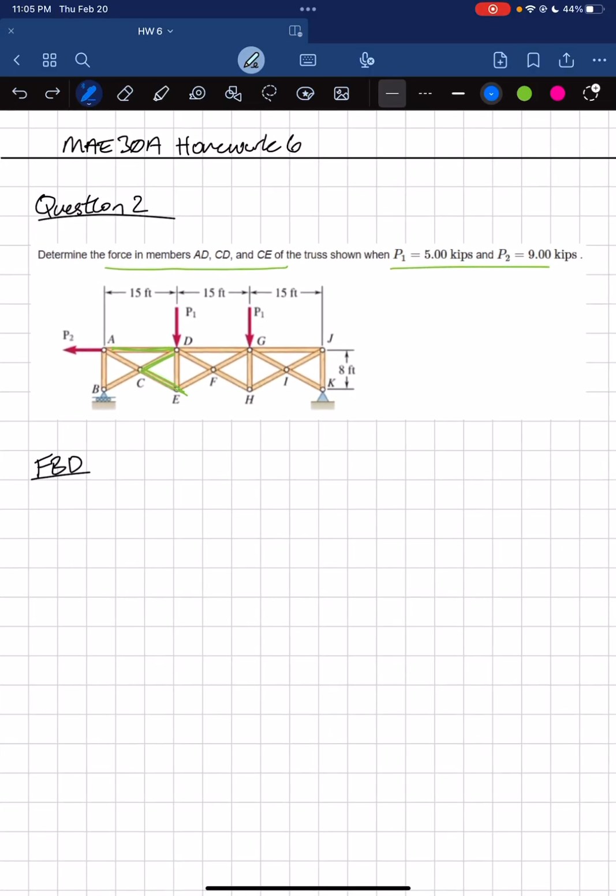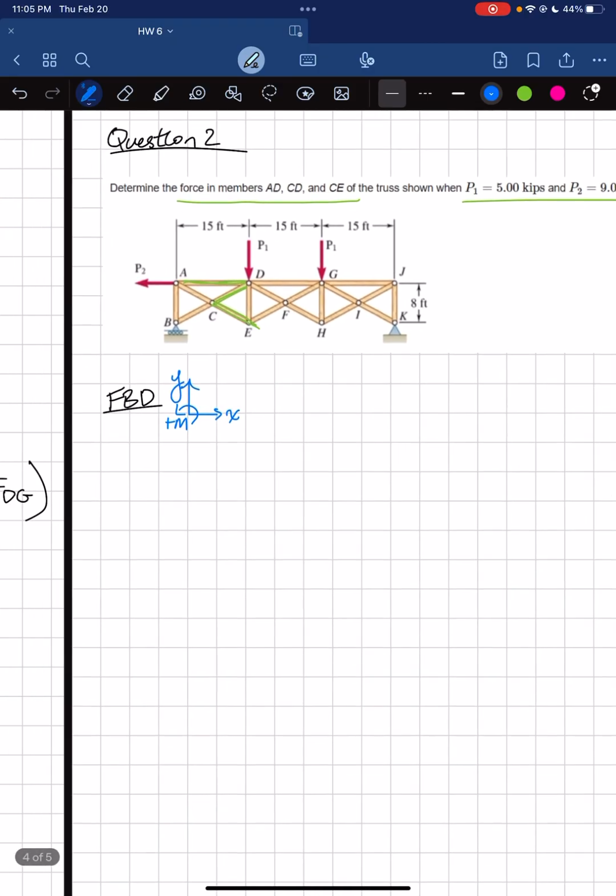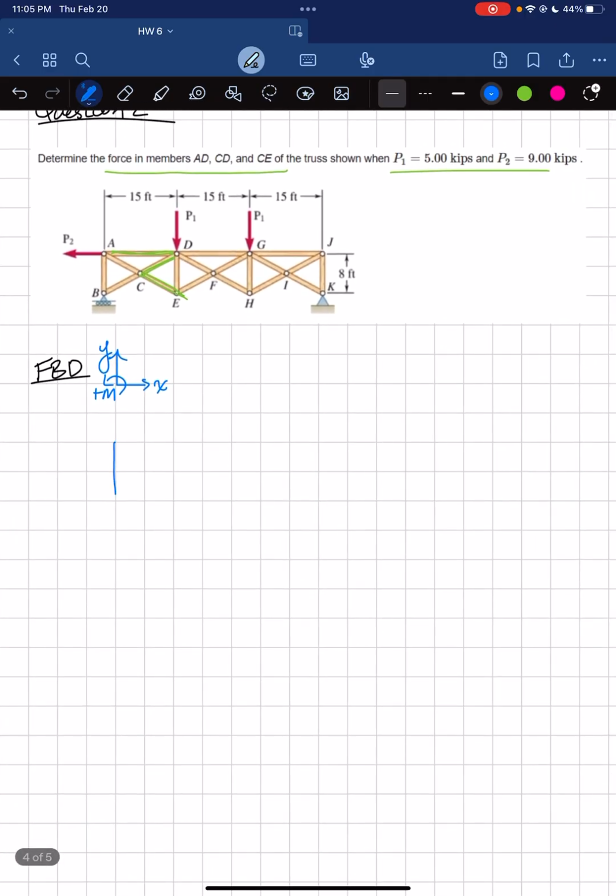So what I'm going to do is draw a free body diagram of the entire bridge. I'll start off defining my coordinate system: counterclockwise moment, x and y directions. Then I'll draw a free body diagram for the entire bridge just as a rigid body. So we have points B and K there, and then the other important points are D and G, and then A over here.